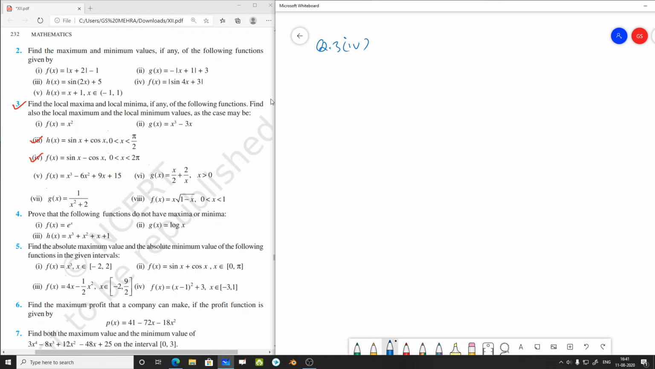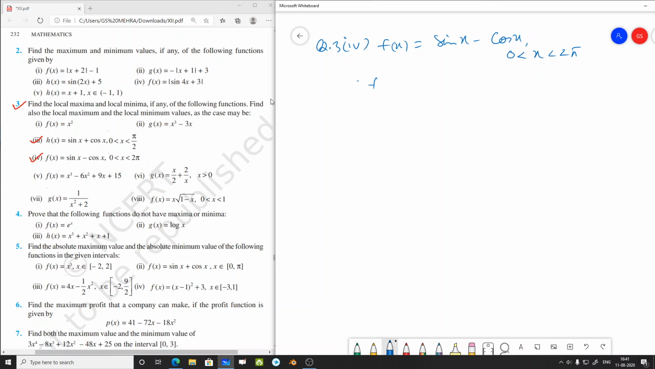So we have f(x) = sin x − cos x, where x is between 0 and 2π, so 0 < x < 2π. First of all, we will find the derivative of f(x).